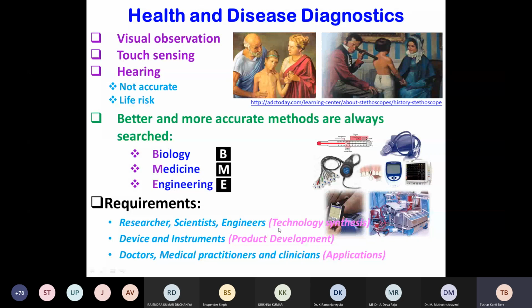So the researchers, scientists, and engineers from this biomedical engineering field are developing their technology. They are studying the theories and they are developing their own theories. After that, with the help of the utilization of the technology and theories, we are able to develop some products in industries. And whenever the products or instruments are developed, those are used by doctors, medical practitioners, and clinicians for health studies.